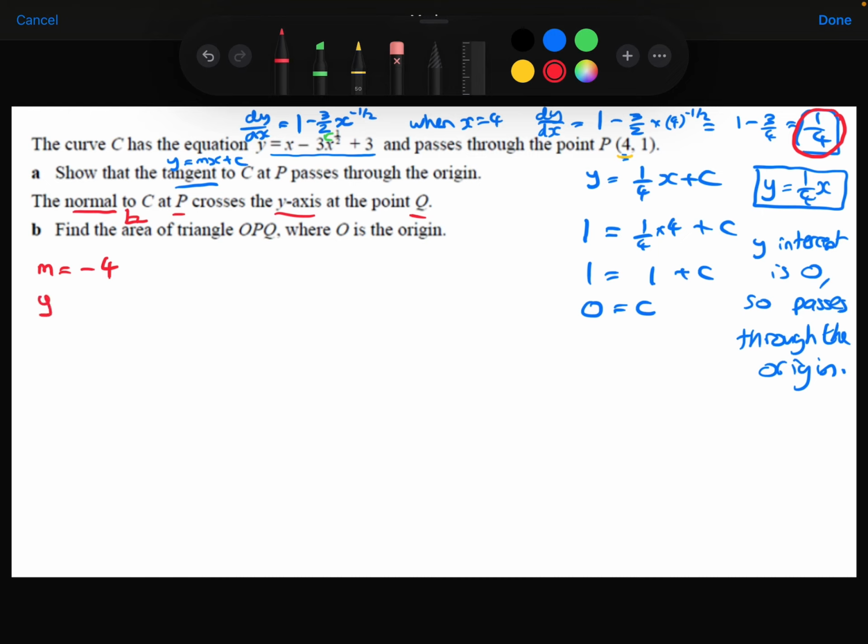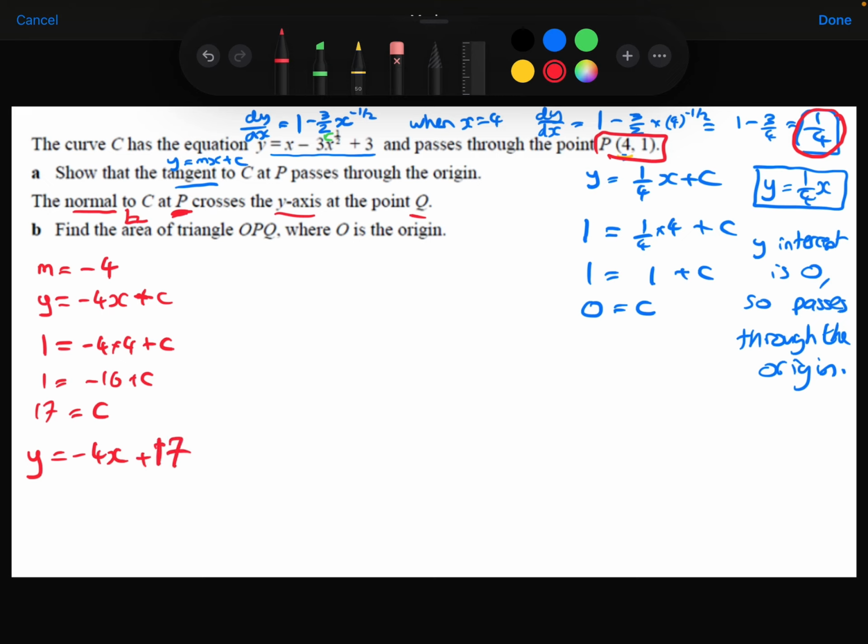So my normal would look like y equals minus 4x plus c. We're still talking about the normal at point P, so I know that y is 1 when x is 4. So c is 17. And the equation of my normal is y equals minus 4x plus 17. So crossing the y-axis at point Q, point Q is the coordinate (0, 17).